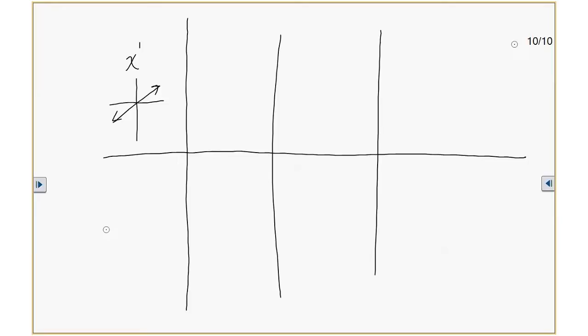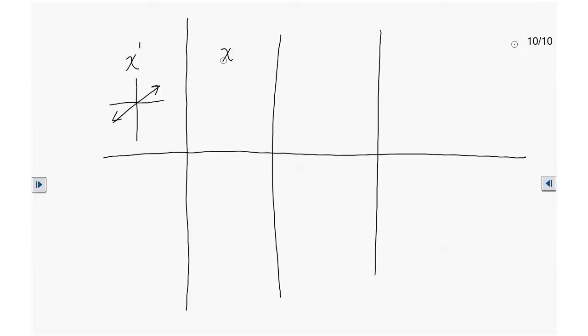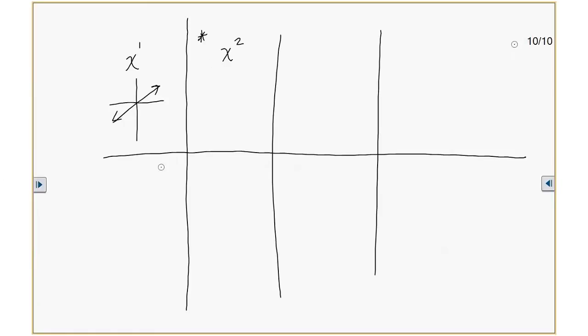So, what's the second? The second type is x to the second power. And this one is the one that you're going to see a lot of in this book, in this course. And that is called the parabola.